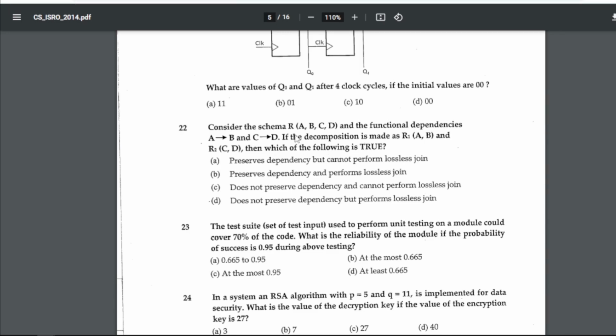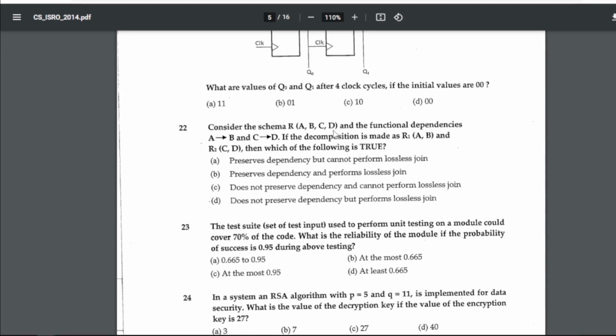Question number 22 is consider the schema relation R and the functional dependencies A tends to B and C tends to D. If the decomposition is made as R1(AB) and R2(CD), then which of the following is true? So for 22, if you solve this, you will get the answer as A, that is preserves dependency but cannot perform lossless join. Remember this, it preserves dependency but cannot perform lossless join.